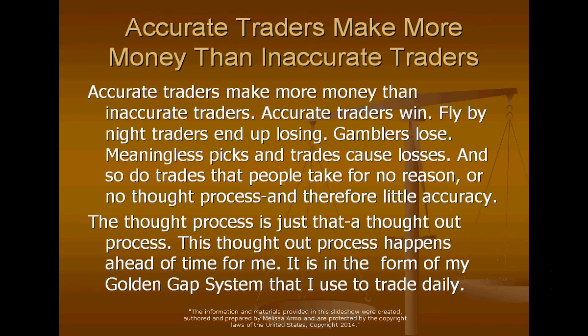Accurate traders make more money than inaccurate traders, because accurate traders win and fly-by-night traders end up losing. Gamblers lose, and that's what I call fly-by-nighters. Meaningless picks and trades cause losses, and so do trades that people take for no reason, what I call kamikazes, that really don't have a high percentage of working. Trades like that have no thought process and therefore little accuracy, okay?